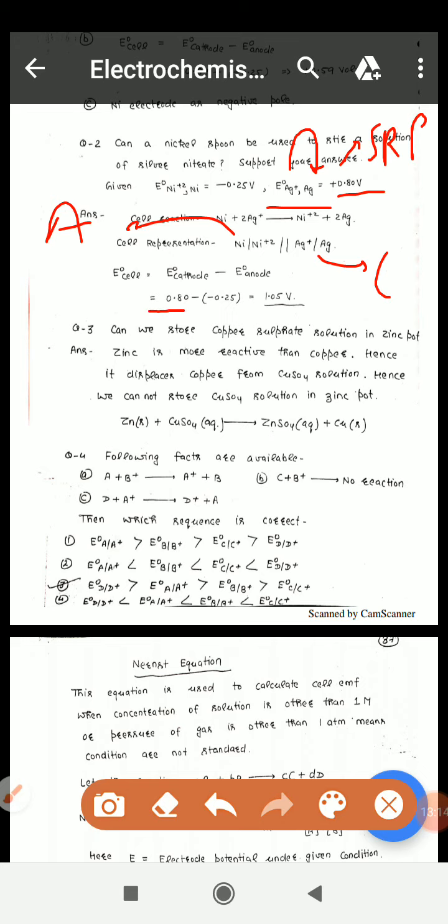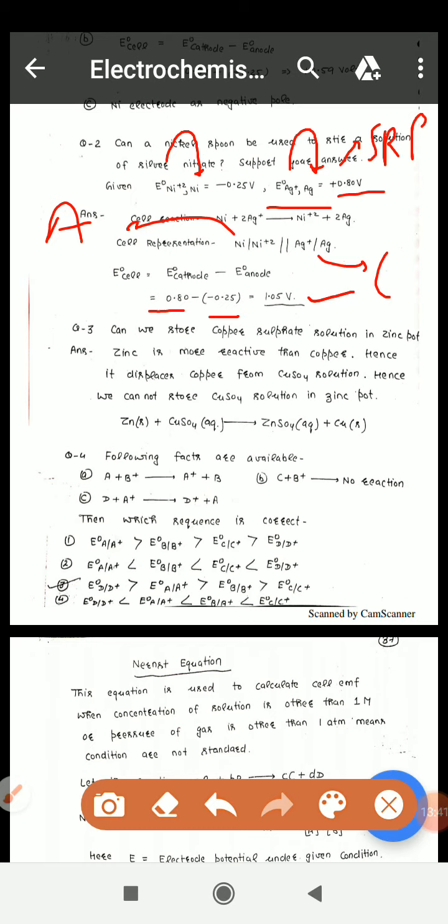Now minus E naught anode. Again nickel 2 plus is converted into nickel, so this is again the SRP value given. We put the value, minus the negative value, and the answer is plus 1.05 volt. It means that this reaction is feasible. Why? Because E naught cell is positive. If E naught cell is positive, then the reaction becomes feasible.